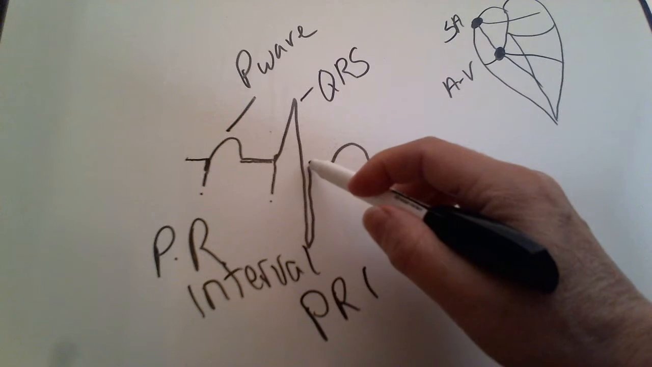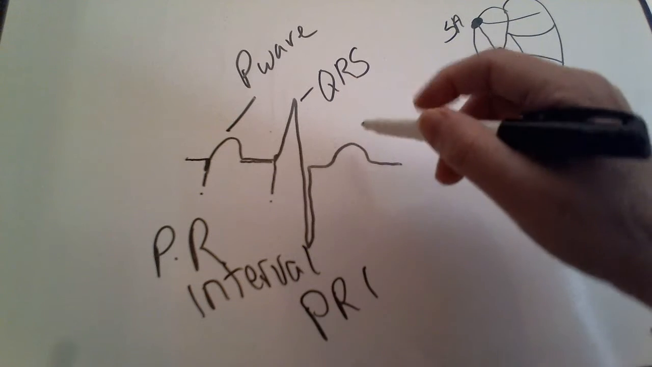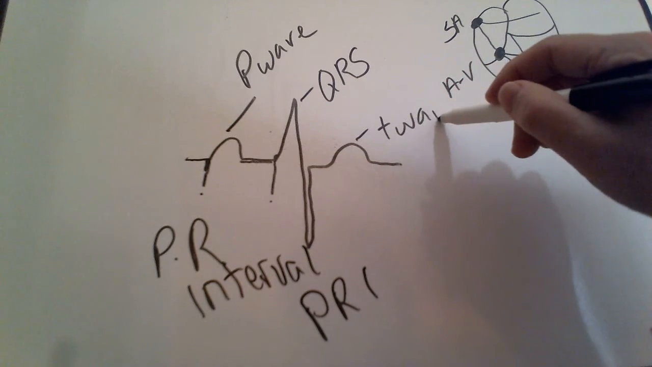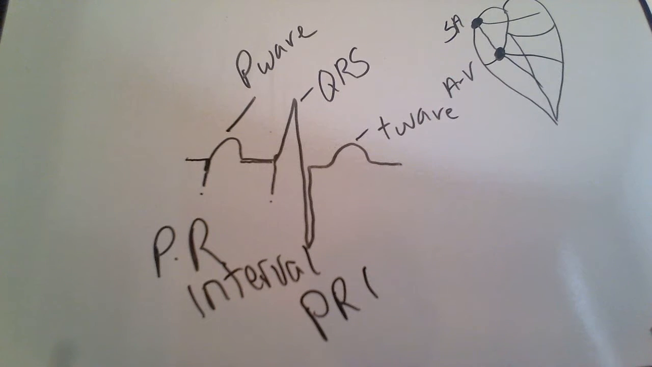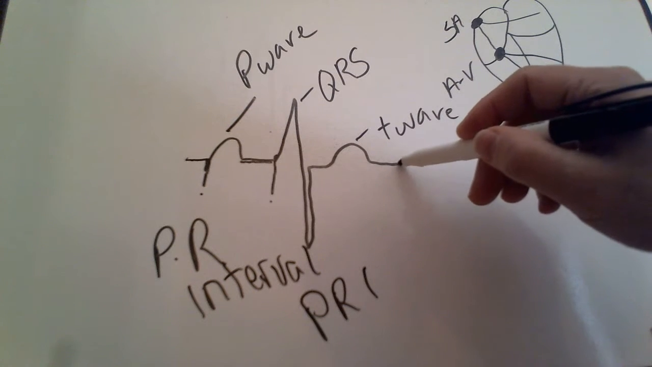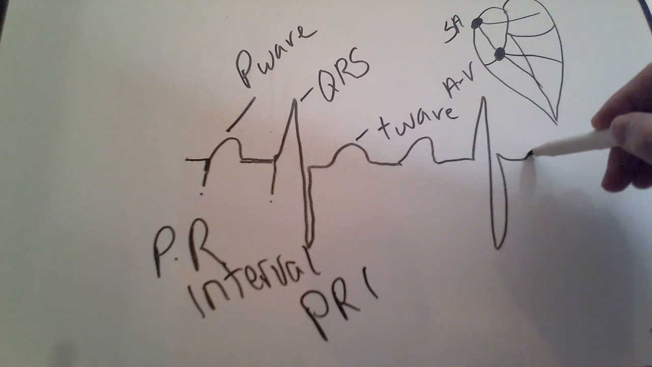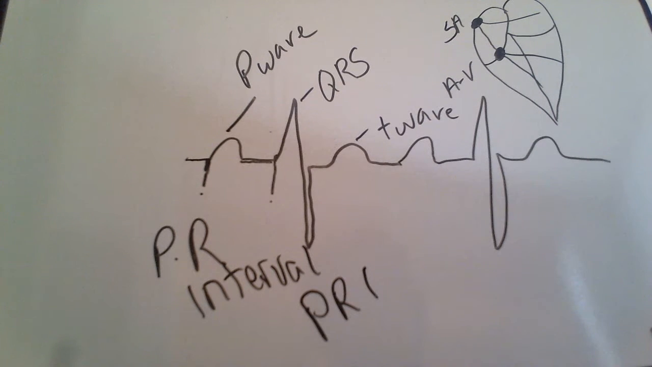And next, right after the QRS, we have a wave called the T wave. The T wave represents relaxation of the ventricle. And then your complexes will begin again with a P, QRS, T wave. And that will continue on and on.